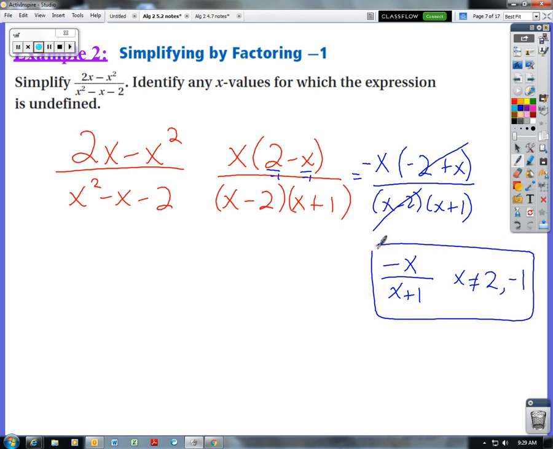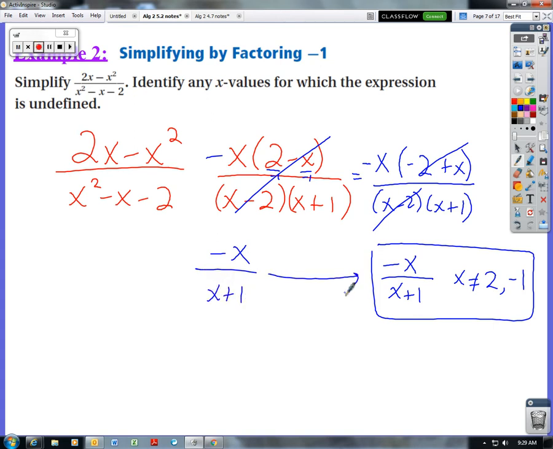Now there is a shortcut. Anytime you have two factors where they're exactly opposite of each other, so notice here that this 2 is positive, this 2 has a minus in front, this x has a negative, this one's positive, so they're exactly opposite from each other. What you can do is you can cancel them and put a negative out front. So then I would have negative x over x plus 1.